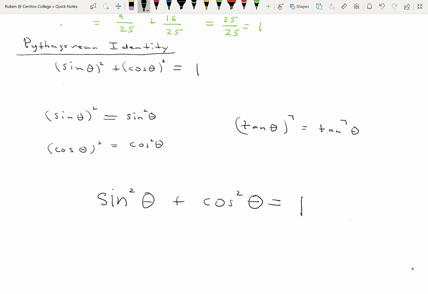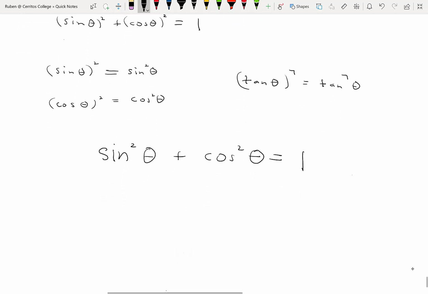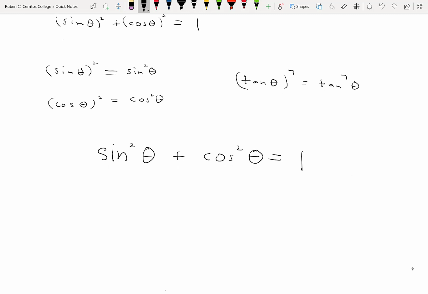Very often, I'll jokingly tell my trig students, which is you, that if I were trapped on a desert island and there was only room for me and one trig identity, this is the trig identity I would choose to be with. It's that important.